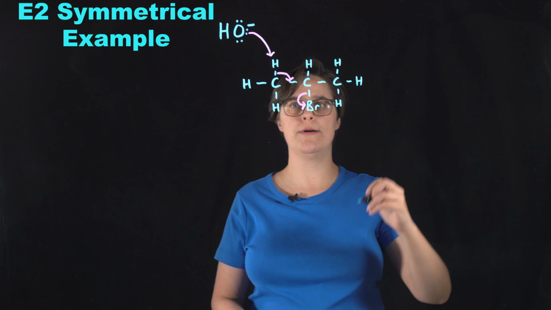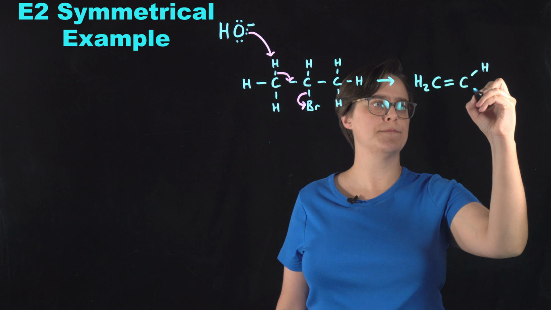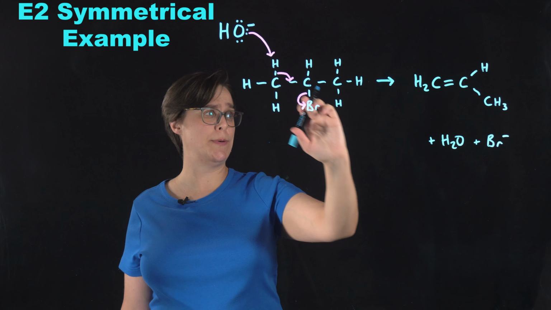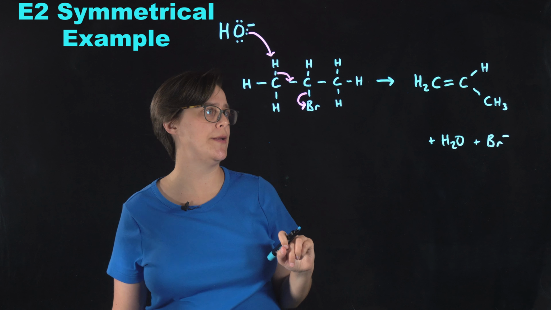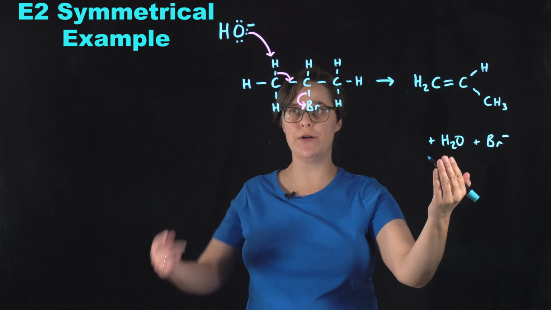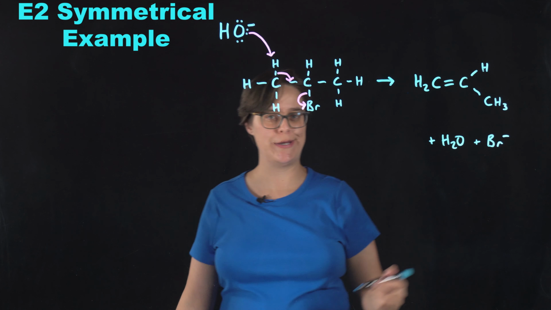So let's draw our products. This carbon-carbon single bond is now a carbon-carbon double bond, and we have propene plus water because our base is now protonated, and our leaving group of bromide.